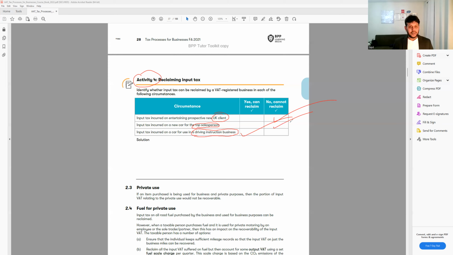All right, any questions on this one from anyone? Activity 4, reclaiming the input tax or input VAT. Anyone have any questions? All right, very good. Let's move to the next one then.